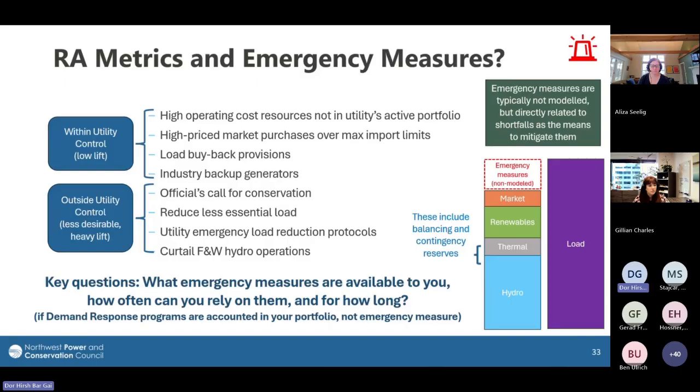Important, and I apologize for running, but I will run a little: demand response programs are wonderful, but if they are in your active portfolio, they are not considered an emergency measure. So if you have a DR program and your model already accounts for it, assume that your simulated shortfall still happened. And so this is why I'm saying if DR is in your portfolio, it is not an emergency measure.